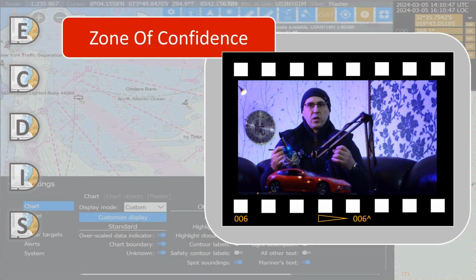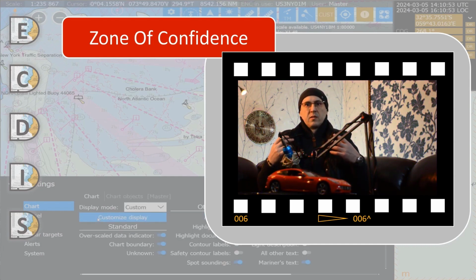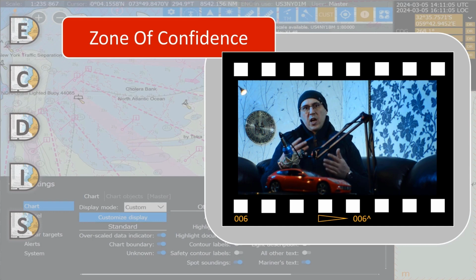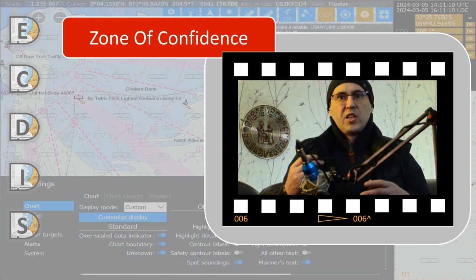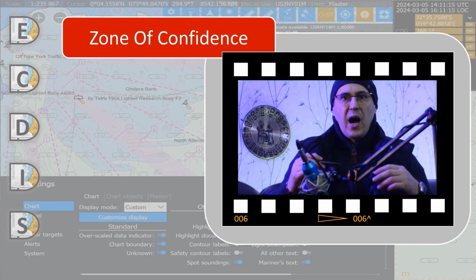ZOC. ZOC stands for Zone of Confidence. It is a way of indicating the quality and accuracy of depth information in electronic navigational charts, or ENCs. ZOC values are assigned to geographical areas based on the position accuracy, depth accuracy, seafloor coverage, and the survey characteristics of the data. ZOC values range from A1 highest to D lowest, and U unassessed.